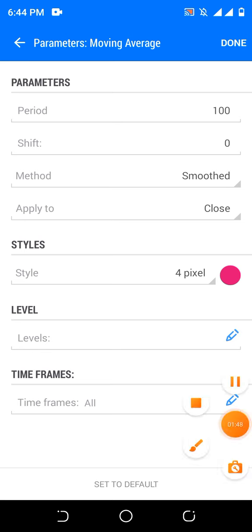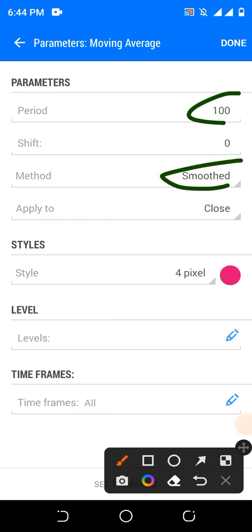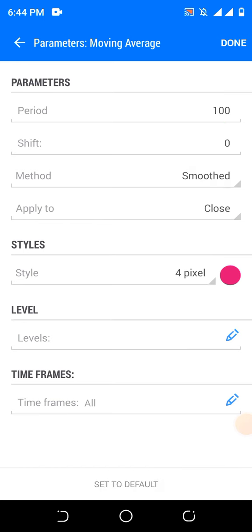Pay attention. You can screenshot it or write it down. Now the period of the moving average is 100. The method is smoothing. Apply to close. Now the style is 4 pixel, though you can choose any color of your choice. So that is all for the moving average.